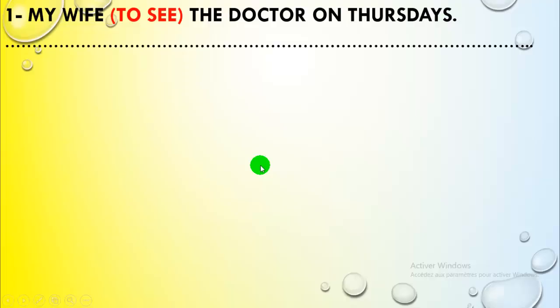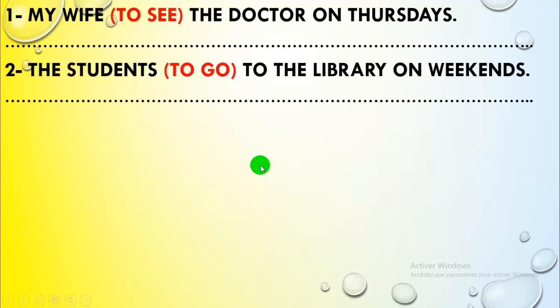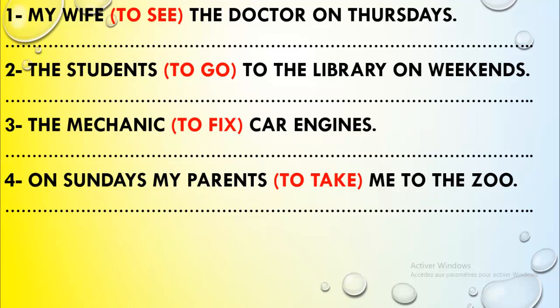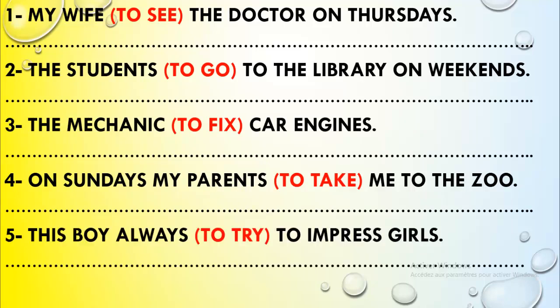Exercise. Interrogative form. My wife to see the doctor, the students to go to the library, the mechanic to fix car engines. On Sundays, my parents to take me to the zoo. This boy always to try to impress girls. Once again, you can put your finger on the pause button, do this exercise, and come back later. We correct together. Let's correct now.